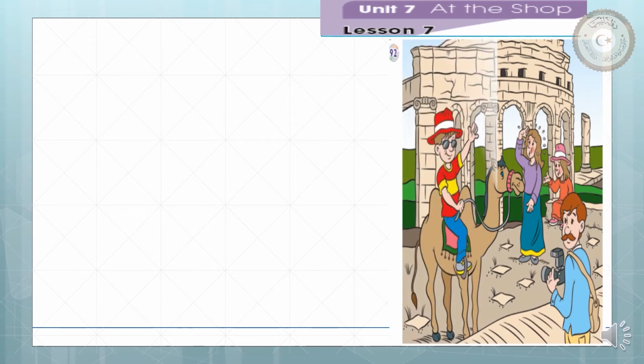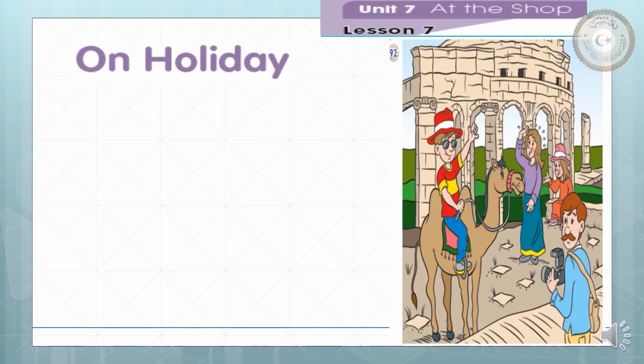Now look at here. This is the family's photos. As we said, they are on holiday. Okay, so as I said, I'm going to ask you some questions. So this is the first question. Can you read it? Who is sitting on a camel? Look at here. Who's sitting on a camel now? Ben. Very good. Ben is sitting on a camel.